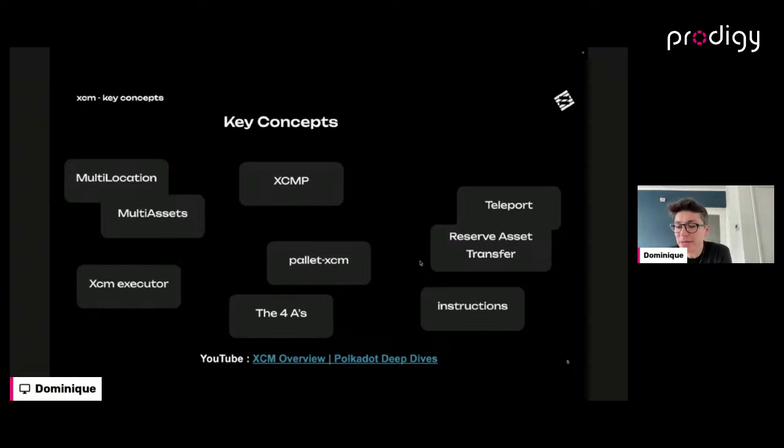So if you are in the relay chain, sending to a parachain, you have to set the multi-location accordingly. I'm trying not to go into a lot of details, but there's a really good YouTube video I mentioned, a deep dive, an XCM overview. It mentions key concepts like multi-location, also the XCM executor.